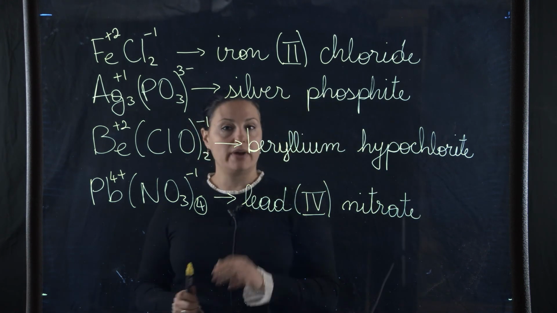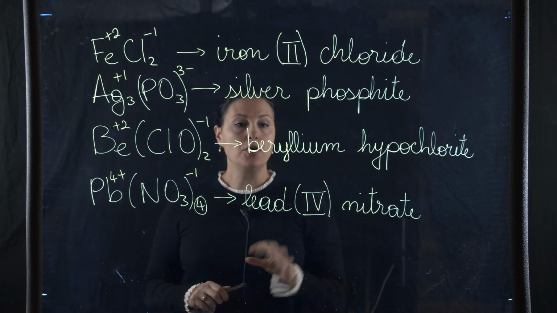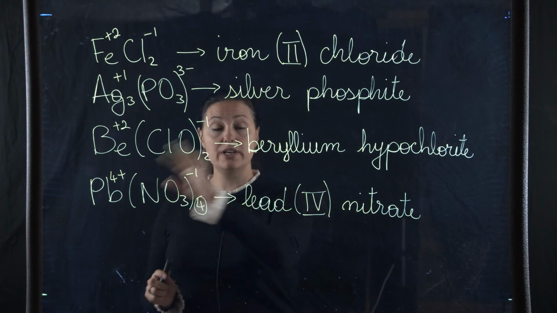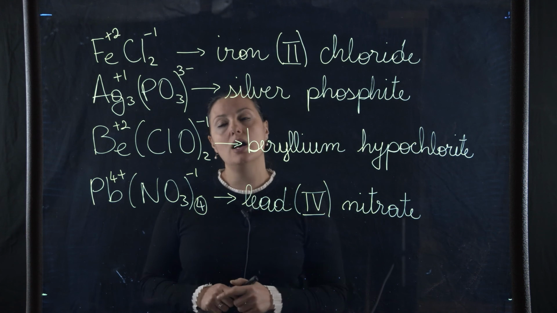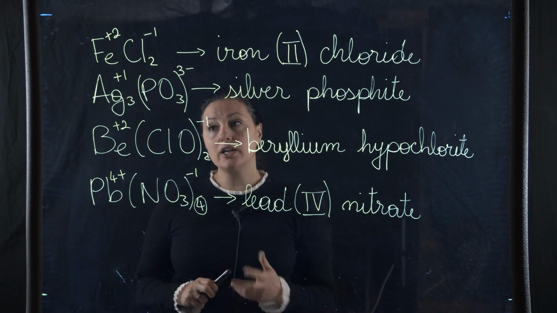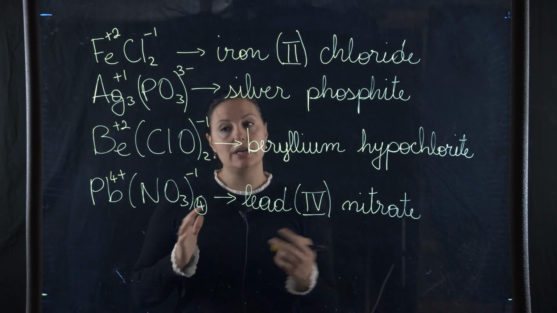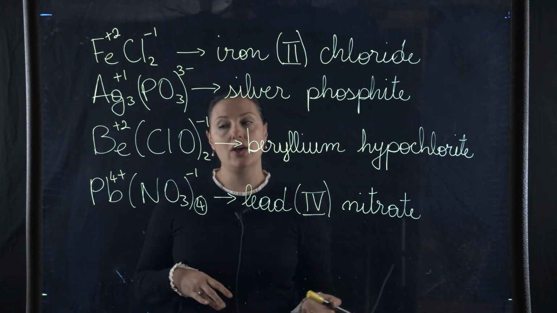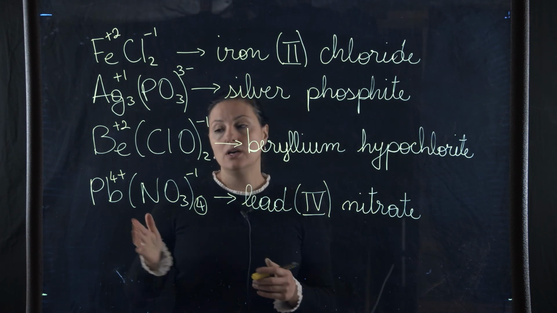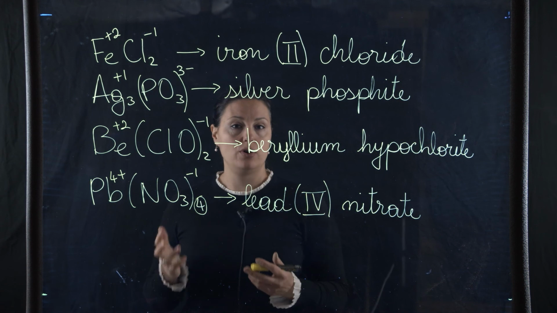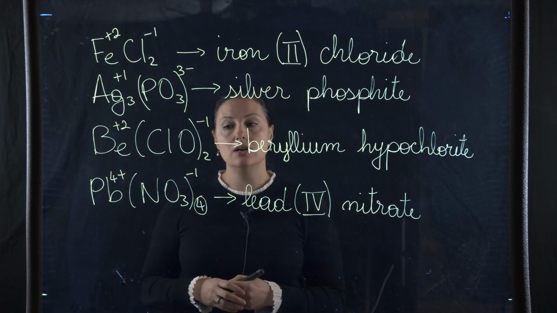And this is how we write the names of the ionic compounds that have either a polyatomic ion or a transition metal that forms multiple ions, or both.